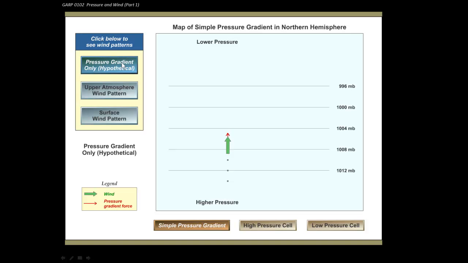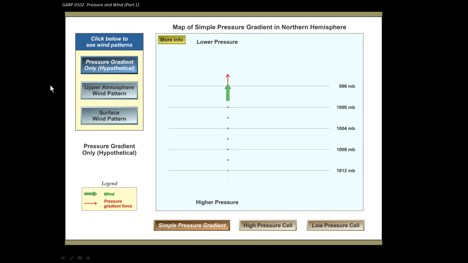This would be the wind direction if all we had was the pressure gradient. Winds would blow from high pressure to low pressure, straight down the pressure gradient, crossing the isobars at a 90-degree angle. However, the Earth rotates, and because the Earth rotates, we get Coriolis deflection. Northern hemisphere, Coriolis deflects to the right.